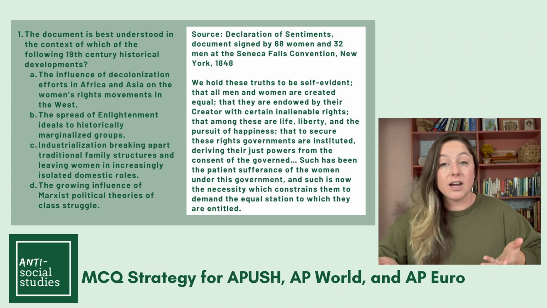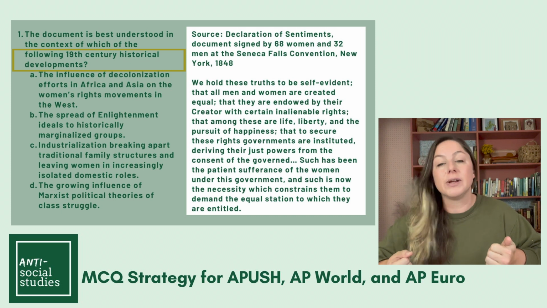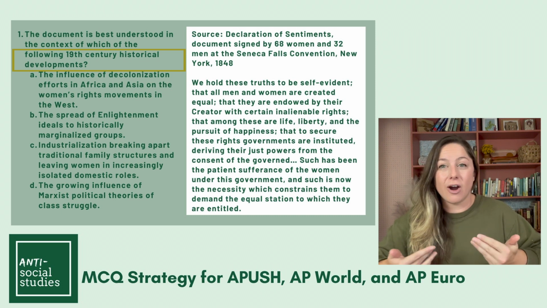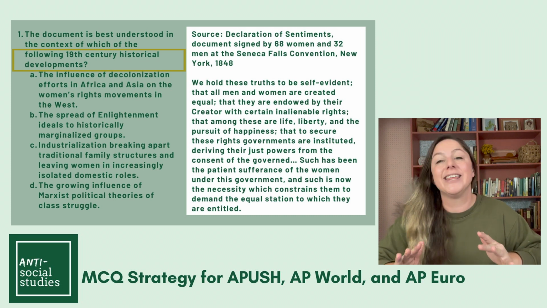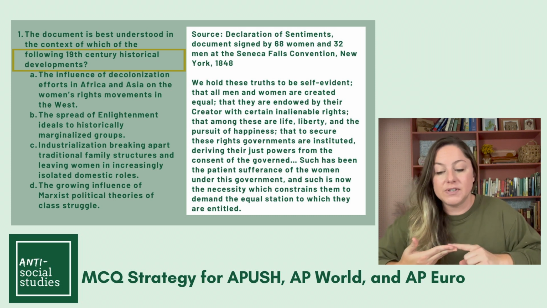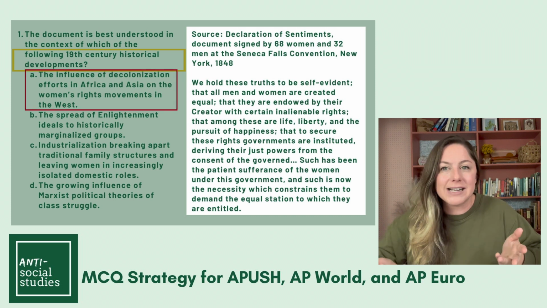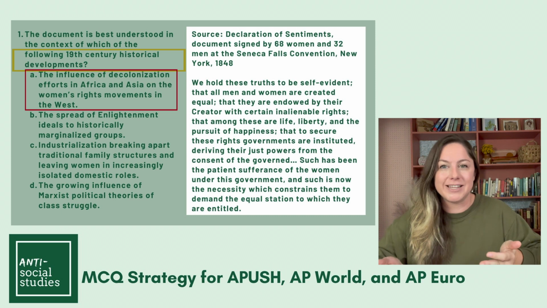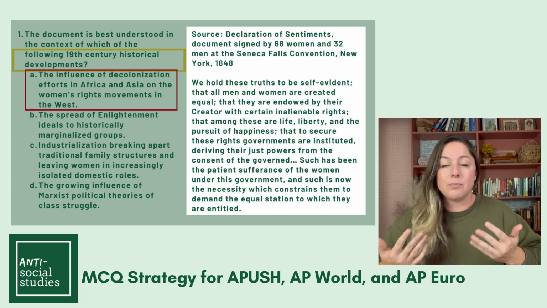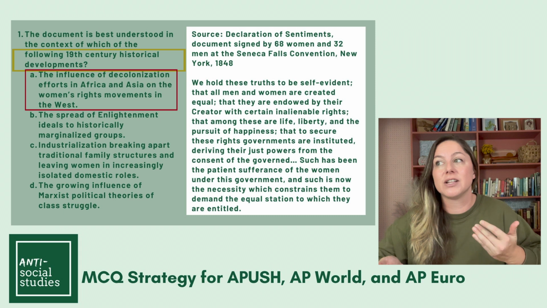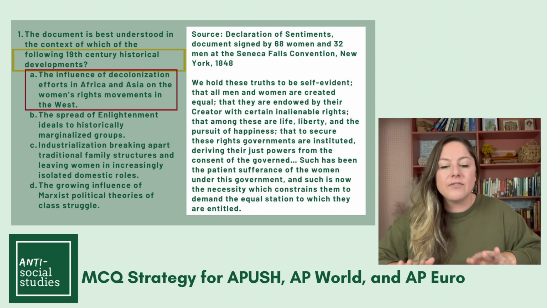And the simplest one here is that they're asking us about which of the following 19th century historical developments. Well, we could look through first and just see, are any of these historical developments just not true? Were they just not things that were happening in the 19th century? So we have the influence of decolonization efforts in Africa and Asia. That one has to be wrong. Decolonization is not happening in the 1800s. The 1800s is the age of imperialism. Decolonization isn't happening until the late 20th century.